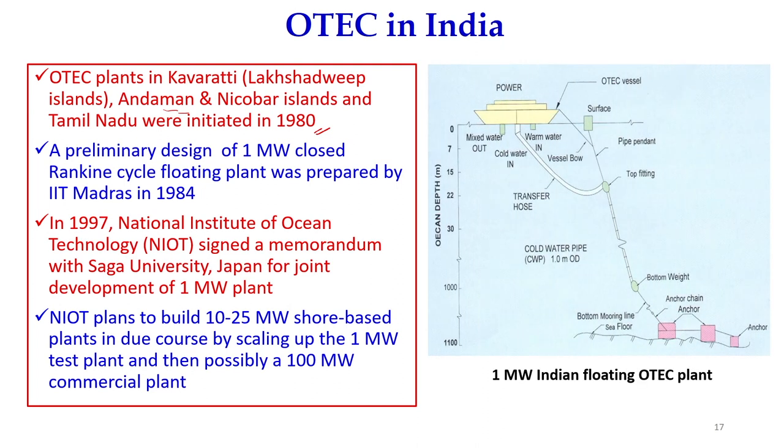So this is a picture of a 1 megawatt Indian floating OTEC plant. You can see here is the power, and we have the surface, and we have this anchor and other things. You can see the depth. This is about 1.1 kilometer. Okay, all the arrangements are shown here.